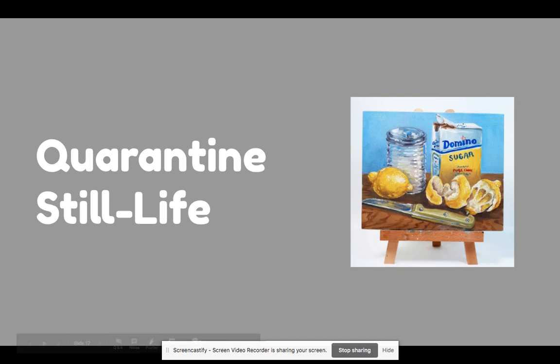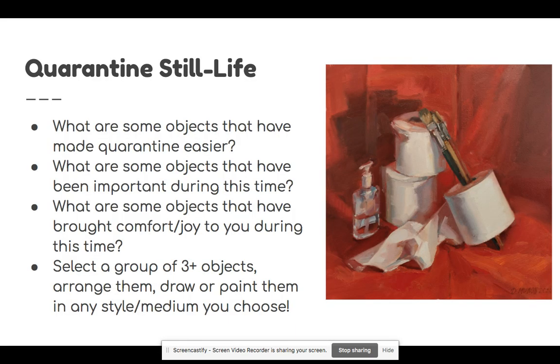So for the quarantine still life, you are going to create an arrangement of three or more objects that have brought you comfort or joy during this time, things that have been important to you. Really quickly, I just want to talk to you about how to set that up. So if we look at this example here, we have the toilet paper rolls.